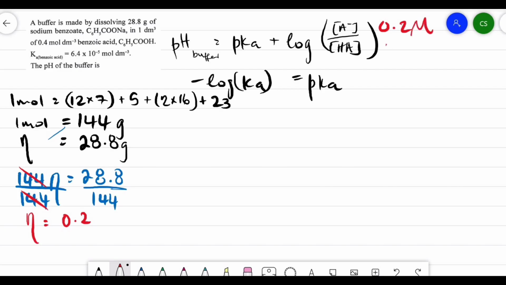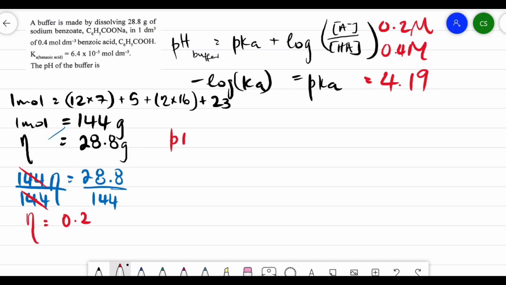And we know that the concentration of the acid is 0.4 moles per dm cube as well, and pKa is equal to minus log to the base 10 of Ka, which we got to be 6.4 times 10 to the minus 5. And I am going to put all of that into the calculator, but if you don't want to, I got 4.19 with a lot of other numbers, but I'm going to put everything into the calculator.